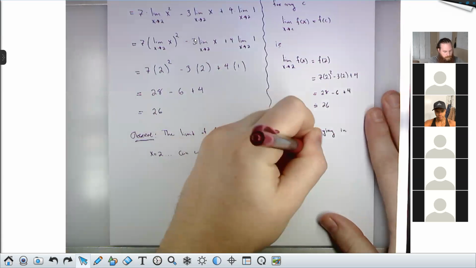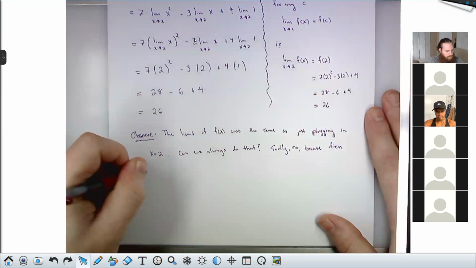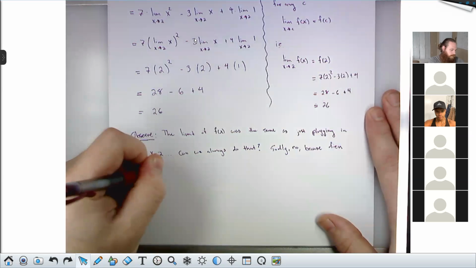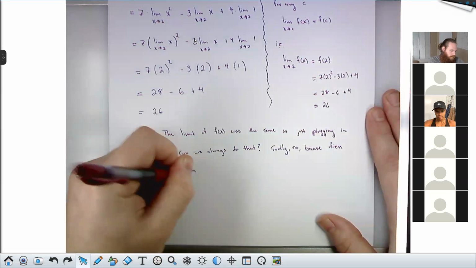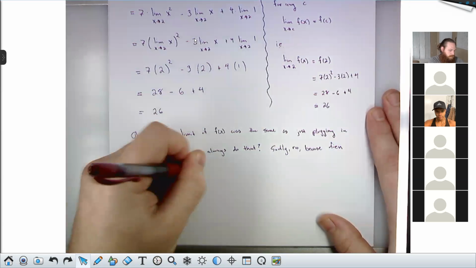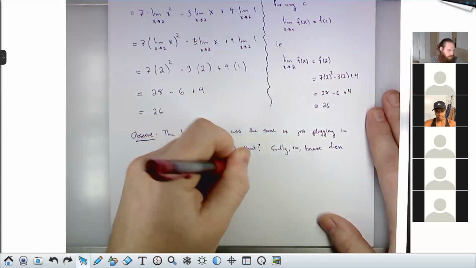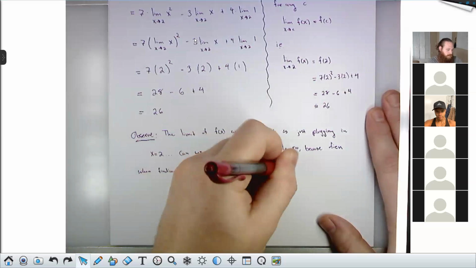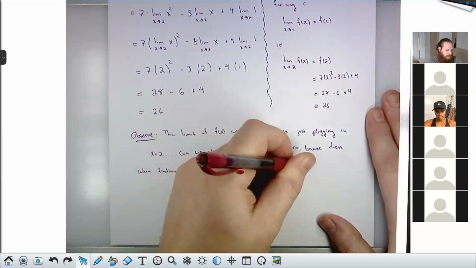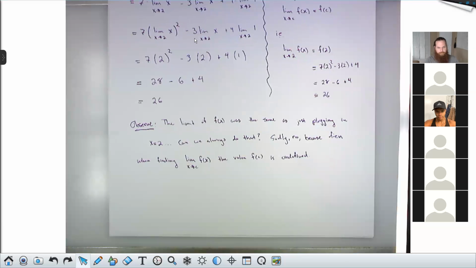Sadly, no, because often when finding the limit as x approaches c of f of x, the value f of c is undefined, for various reasons, but usually 0 downstairs.